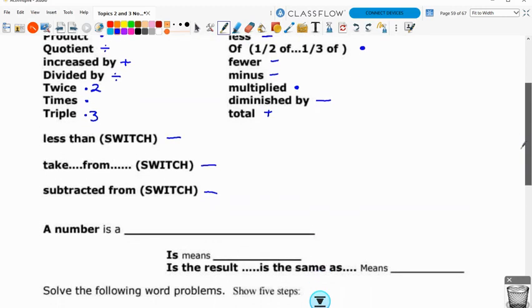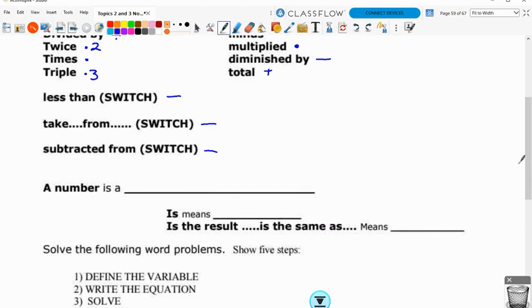Looking at a couple more things here. When they say a number, they're not being specific in telling us exactly which number it is they want us to use. So when they say a number, we're going to be using a variable to represent that unknown number. And then finally, the word is. Is the result, is the same as, is means equal. So you're going to be using your equal sign when you see that.